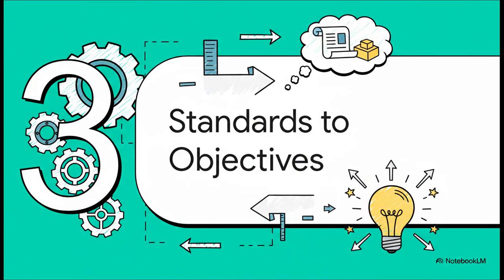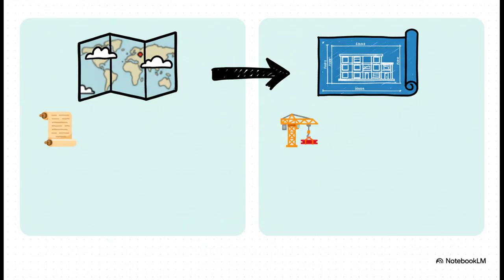Now, teachers aren't just pulling these objectives out of thin air. They have a starting point, those big educational standards from the state or their district. The real craft, the real art, is in translating those broad statements into a specific blueprint that you can actually use in a classroom. Think about it. A state standard might be really vague, something like, students will understand literary texts.